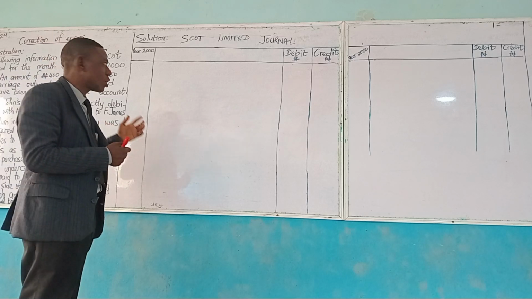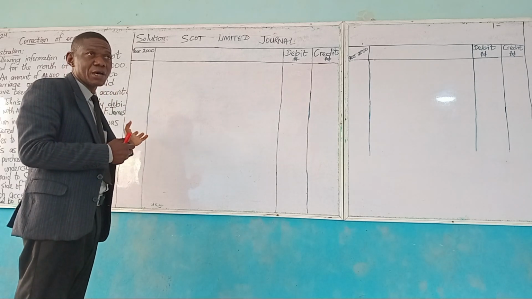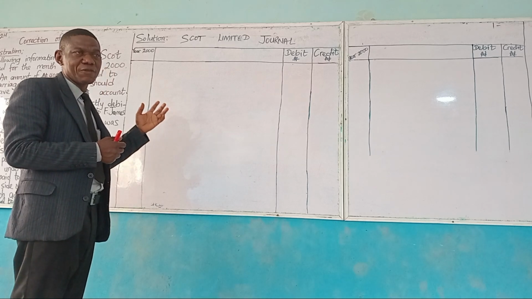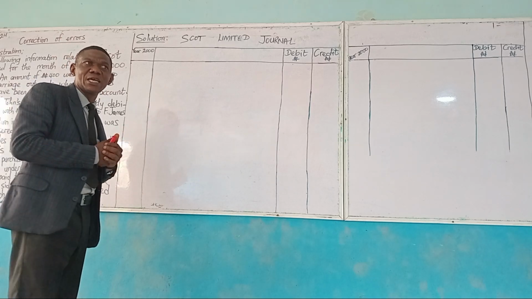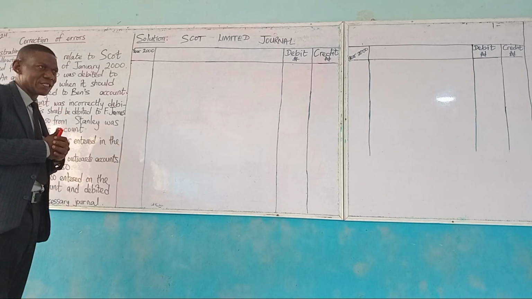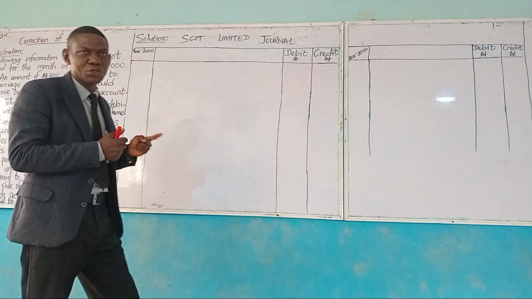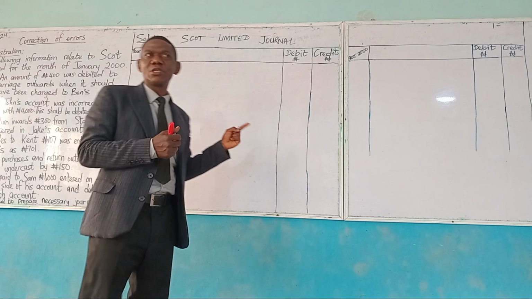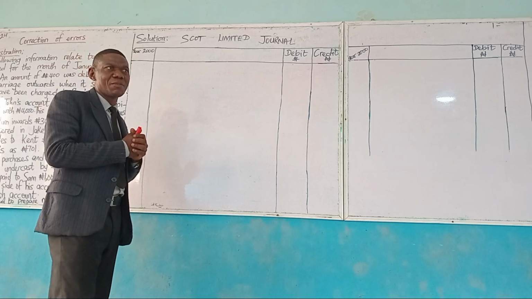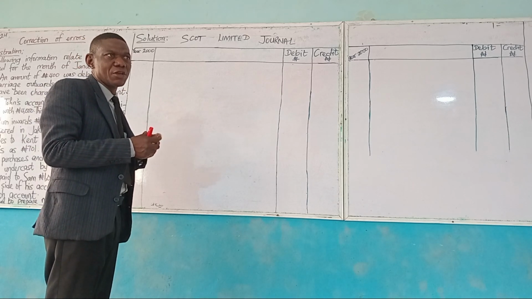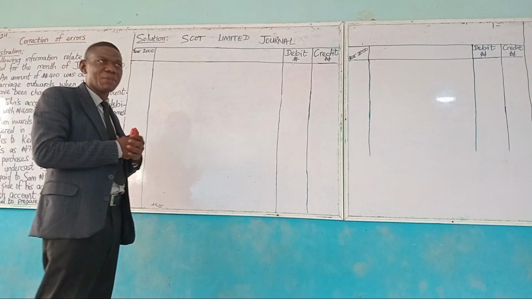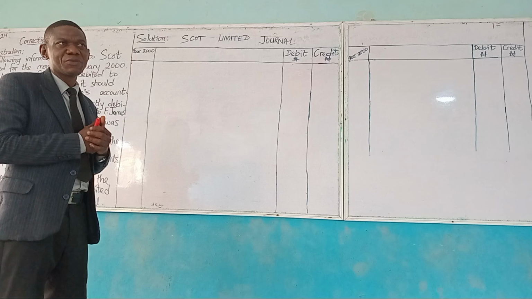In that video, I spoke about categories of errors, which are errors that will not affect the agreement of the trial balance, and errors that will affect the agreement of the trial balance. I also went further to talk about some examples of errors that will not affect the agreement of the trial balance. If you go back to the last video, you're going to see many of the errors, like 6 or 7 errors that I mentioned and explained.